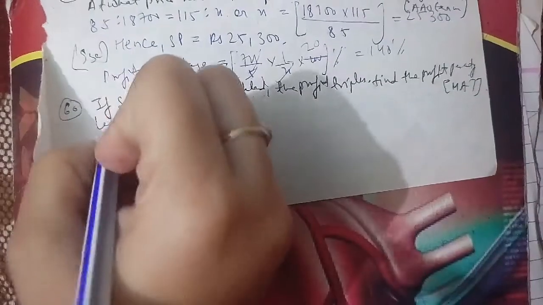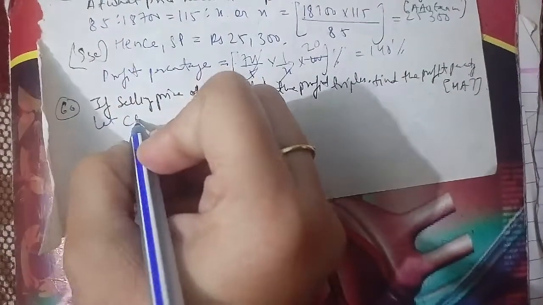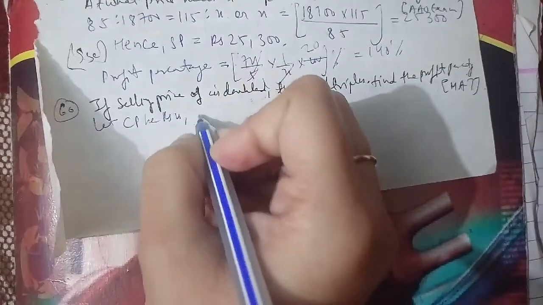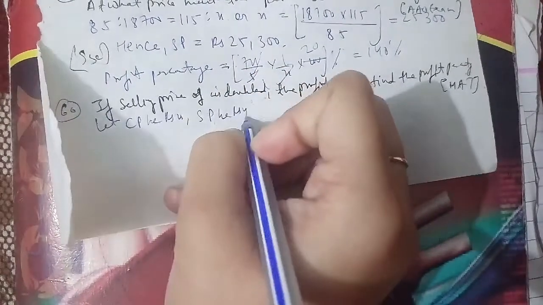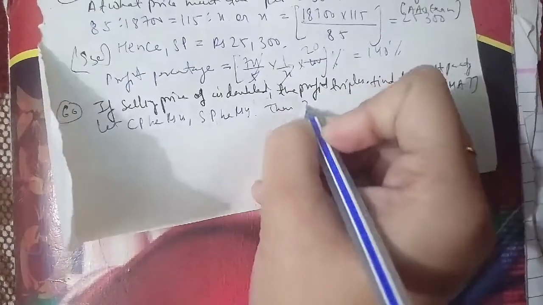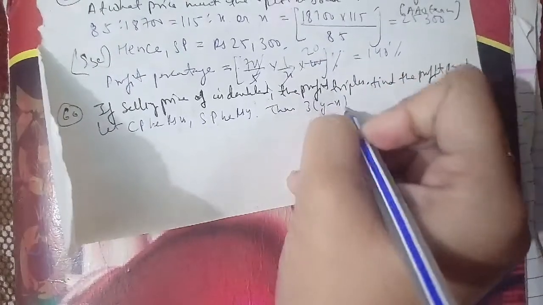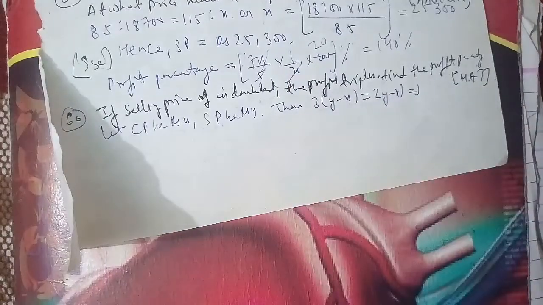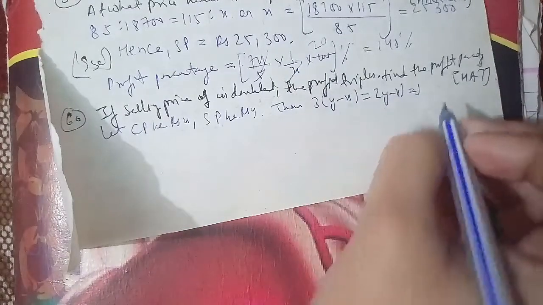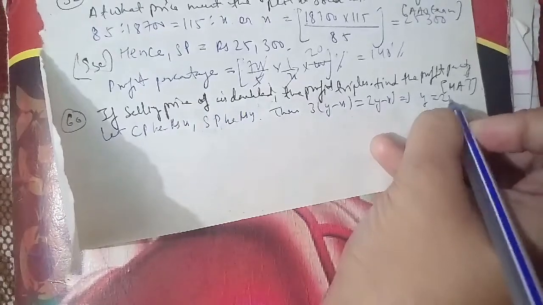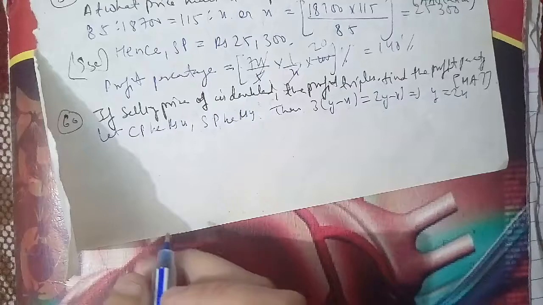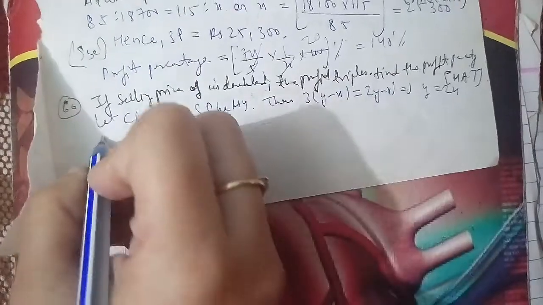That has been y equals 2x. So profit equals rupees y minus x, that is equal to rupees 2x minus x, which equals rupees x. So profit percent equals x upon x into 100%. So x is cancelled by x, and we get the answer 100%. That will be the right answer for this question.